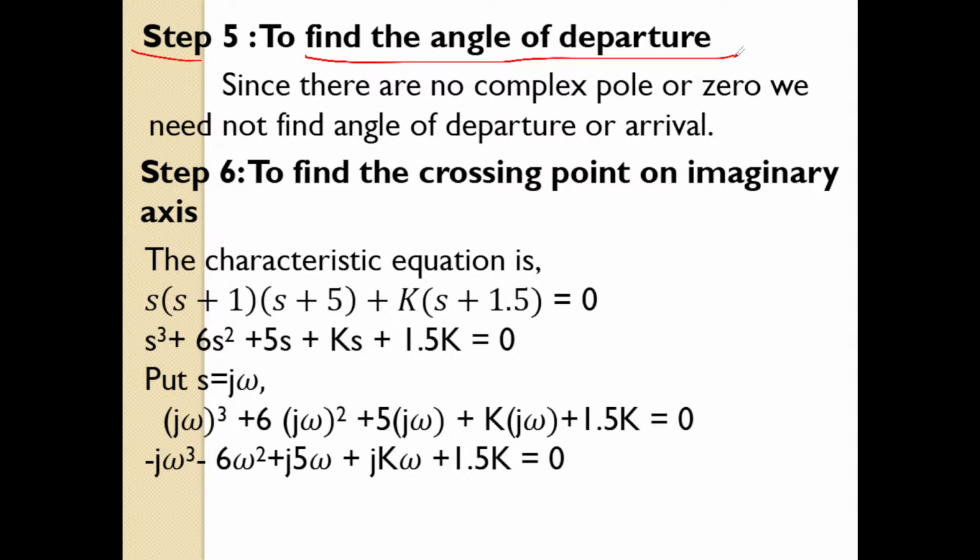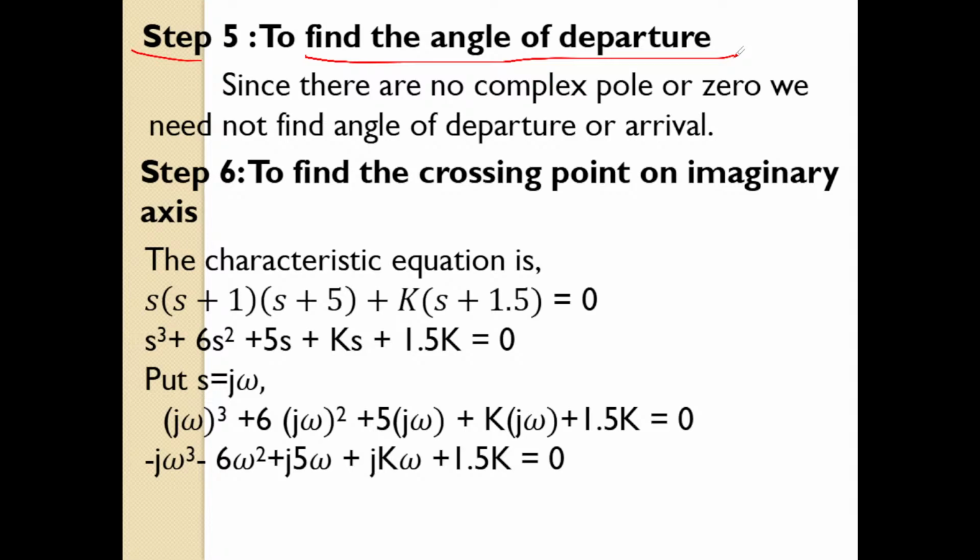Now let us go to step number 6, to find the crossing point on the imaginary axis. Let us see whether there will be any crossing point on the imaginary axis or not. Consider the characteristic equation which we have already determined earlier, and just substitute s equal to j omega in that characteristic equation. Expand it and simplify it.